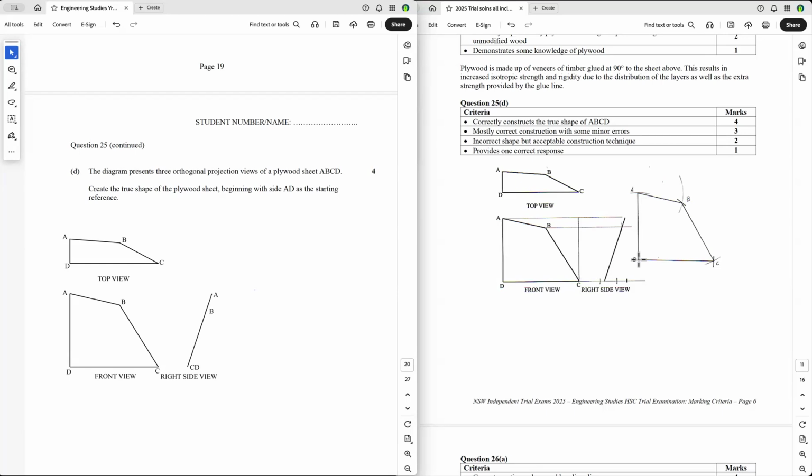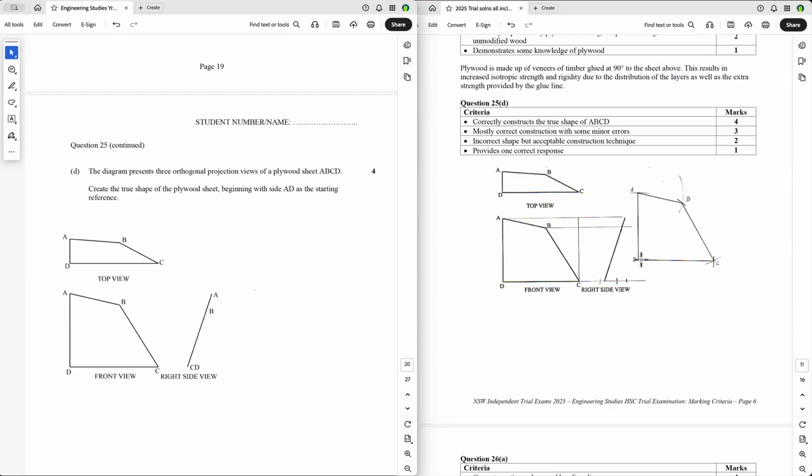Now, by triangulation, we've got to get AB. So we put our compass on here, we get the base length of AB. Now that's how high A is above B. So you go out here, you mark it, I've marked it there, and so that'll be the true length of AB. So you put your compass on there, and then you mark an arc.